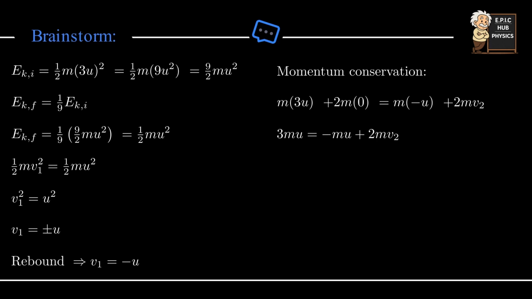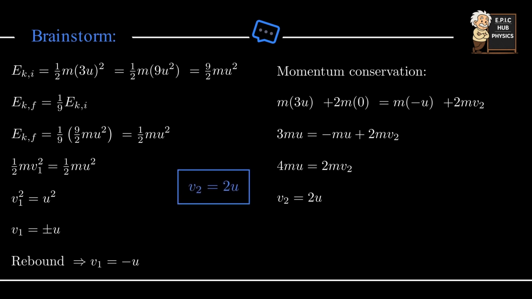Moving mu to the left side and adding gives 4mu equals 2mv2. Dividing both sides by 2m gives v2 equals 2u. So the final speed of the object of mass 2m is 2u. This is our final answer.